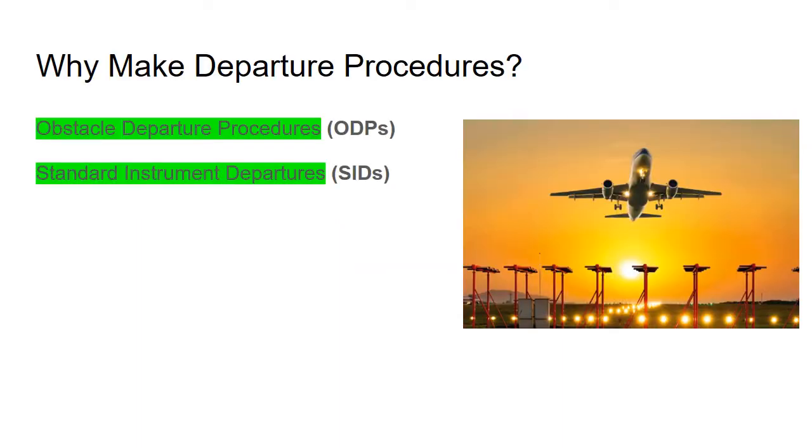Departure procedures come in a couple of types and formats, so let's start with that. There are two main types of departure procedures out there: obstacle departure procedures and standard instrument departures. On a basic level, an ODP makes sure that you won't hit anything when you depart, and a SID eases ATC workload. Let's look at why some airports have these procedures created for them and some don't.